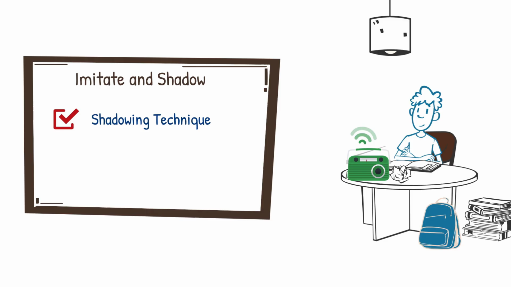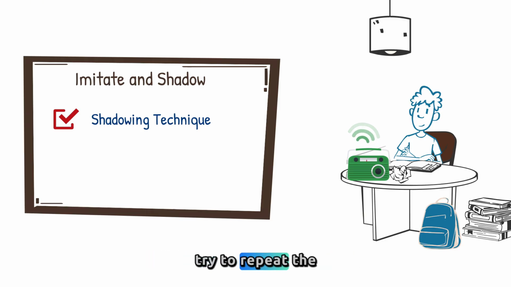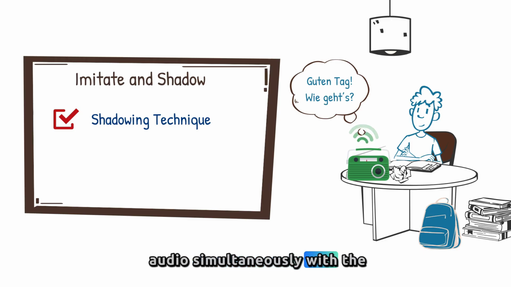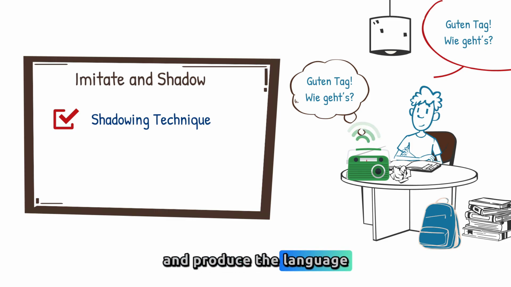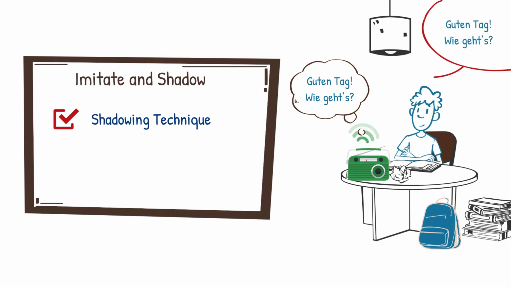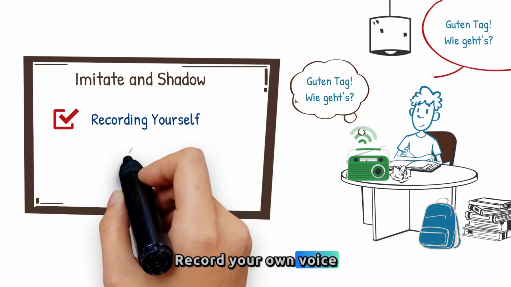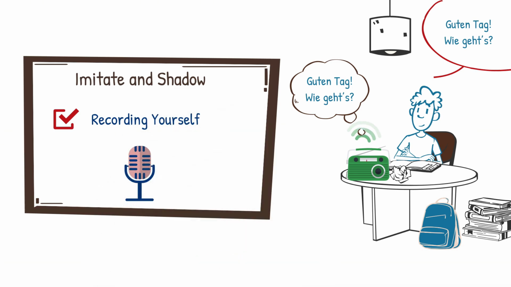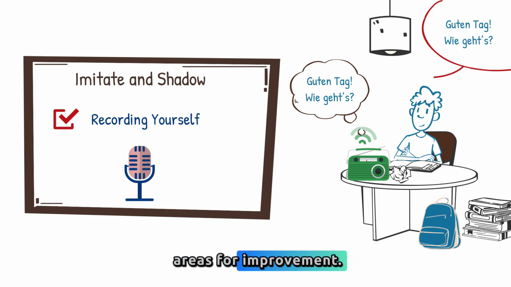Shadowing technique. Once you're comfortable with segmented practice, try to repeat the audio simultaneously with the speaker. This shadowing helps train your brain to process and produce the language in real time. Recording yourself. Record your own voice while practicing. Listening back to your recordings allows you to compare your pronunciation with the native speaker and identify areas for improvement.